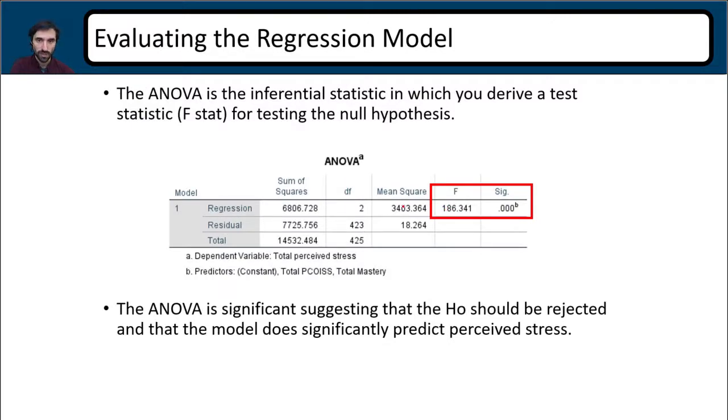Then we look at our Anova, and we're looking at our F-score, and this is giving us our ratio for testing the null hypothesis. And therefore, because this is significant, we can reject our null hypothesis, because we are basically saying that the model that we have of our PCOIS and mastery significantly does predict perceived stress. So, whereas with the Levene's test or the normality test, that was our bouncer, our Anova is kind of our bouncer in moving forward with our regression.